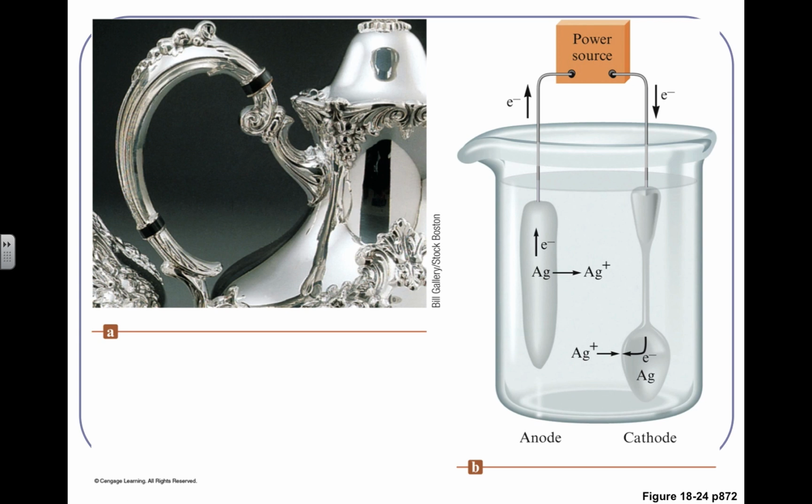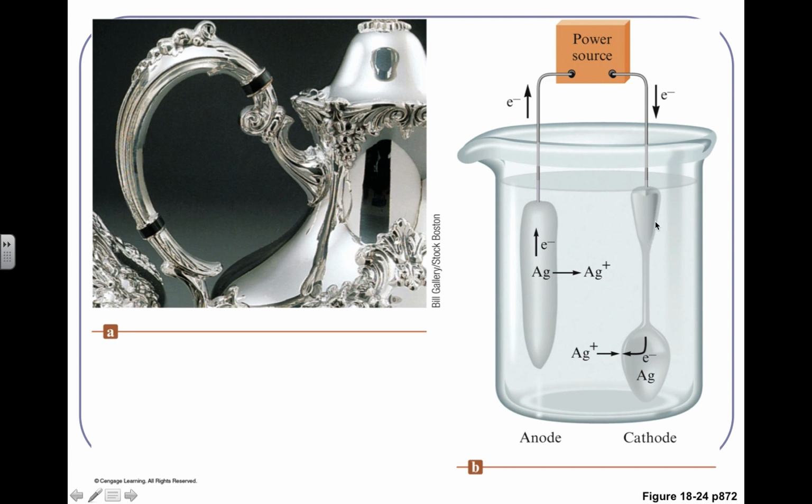Okay, so you've got your object to be plated, and then you've got a pure sample of whatever you want to plate it with. So in this case, silver. And you've got your electrolyte, which contains silver ions as well. So say aqueous silver nitrate. Well, we hook it up to a power source, we flip the switch, and electrons get pushed in here.